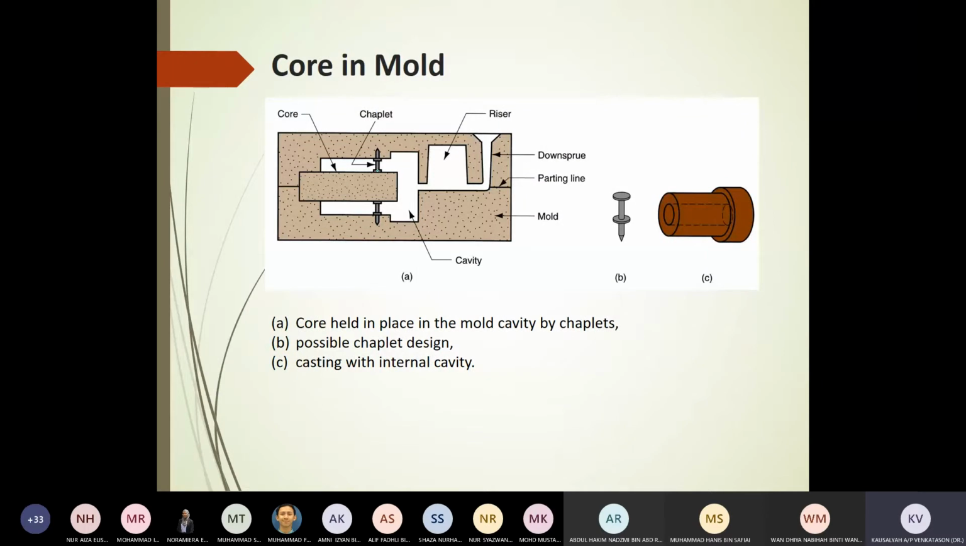Okay, so the core in the mold, you can see over here. These are the chaplets, which are used to fix its position. So you have your riser over here, the pouring cup, the down sprue, the runner, the parting line, and this is the product. Hence, the outcome will look like this.